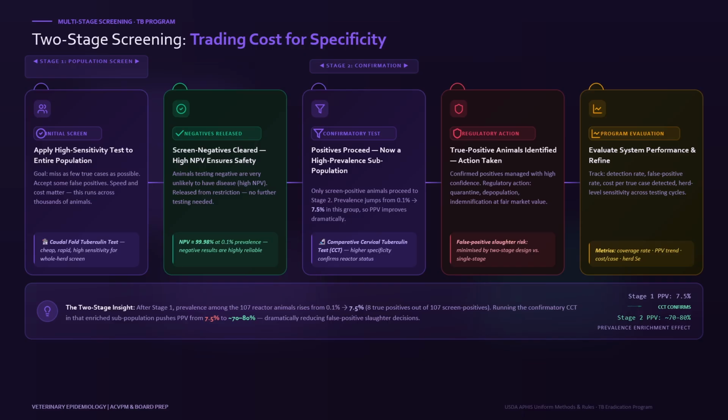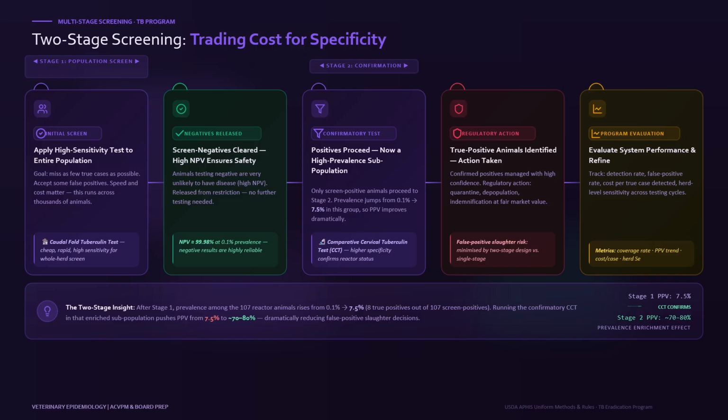Stage 1 is the population screen. We use the caudal fold tuberculin test, cheap, fast, and highly sensitive. Exactly what you want when you're running thousands of animals and your top priority is not missing a true case. We accept that it throws off a lot of false positives. For now, that's fine. Animals that test negative at stage 1 are cleared. They're very unlikely to have TB. Remember, NPV is about 99.98%, so they're released from restriction with no further testing. We only carry the positives forward.